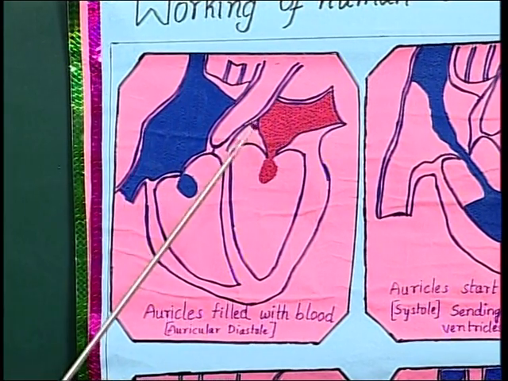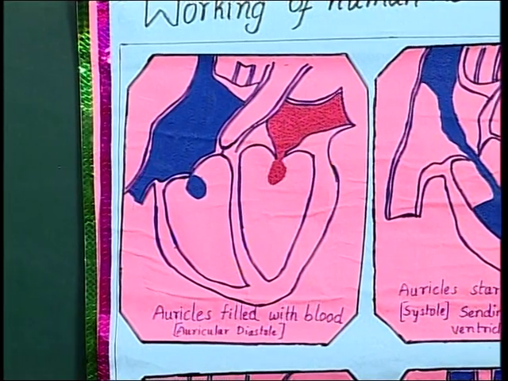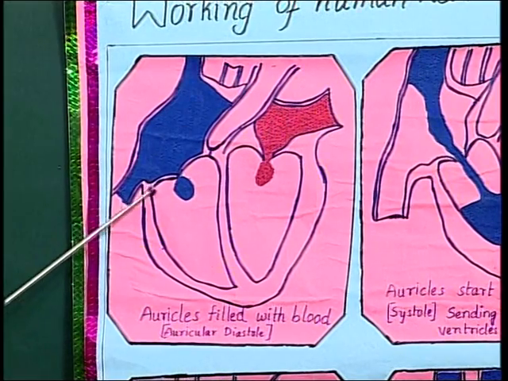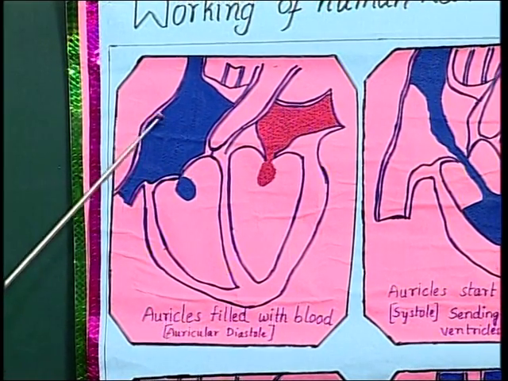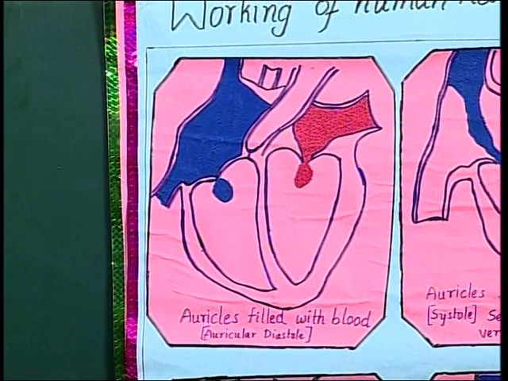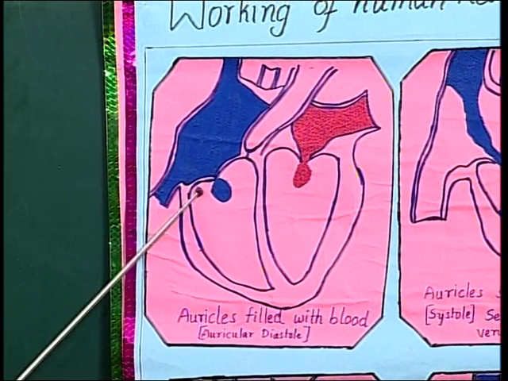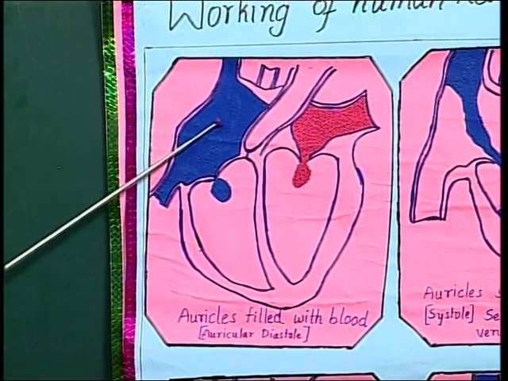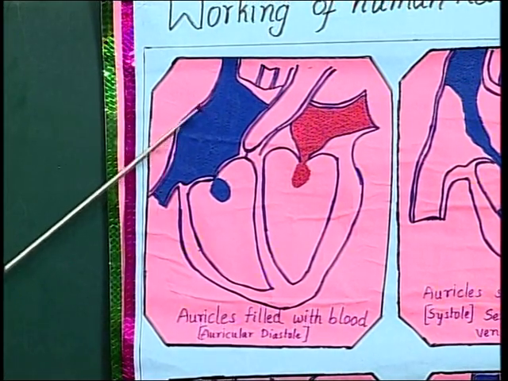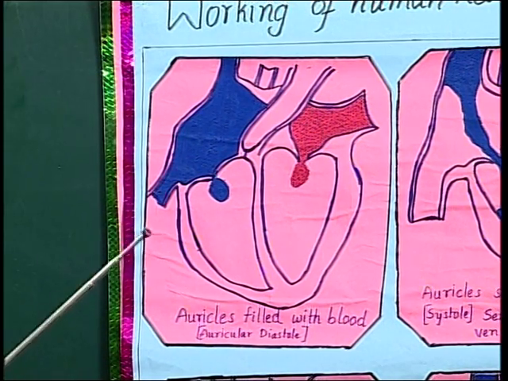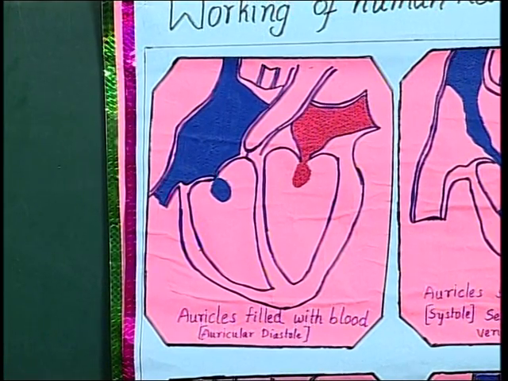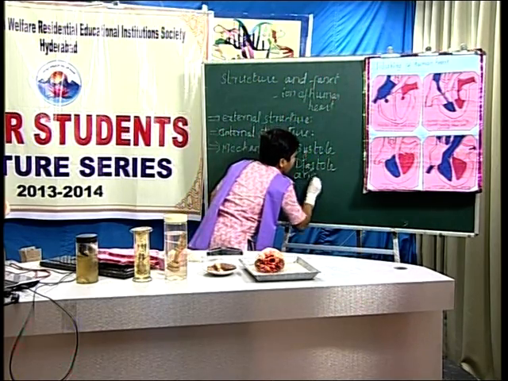After being fully filled with blood, the auricles begin to contract. When the auricles begin to contract, the valves which are present in between the right auricle and right ventricle, and left auricle and left ventricle, begin to open. So, when these valves open, the blood from the auricles flows into the ventricles. Then the auricles begin to relax somewhat. So, this stage is called auricular diastole.